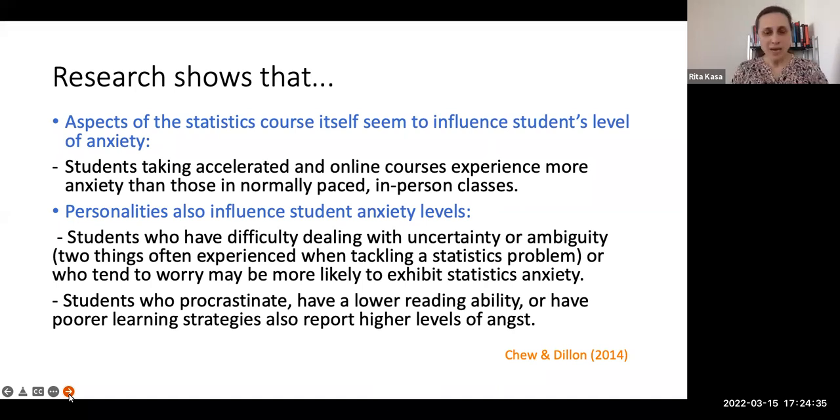So let me unpack this a little bit. Accelerated courses here mean a lot of information in a very short time, and the normally paced course would be a long semester course where students meet for a statistics class once or maybe twice a week for the duration of several months. And research shows that these short, very intense courses seem to be associated with a higher level of anxiety among students than these longer courses.